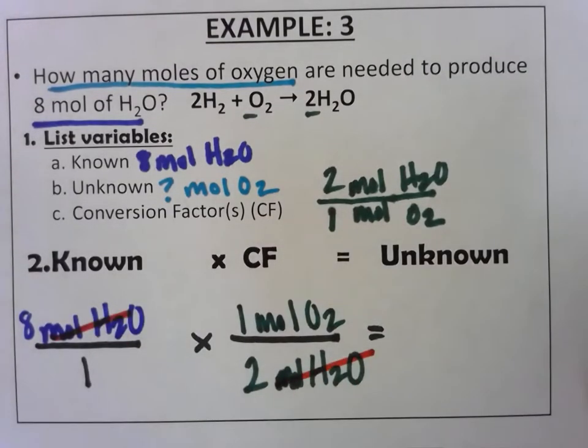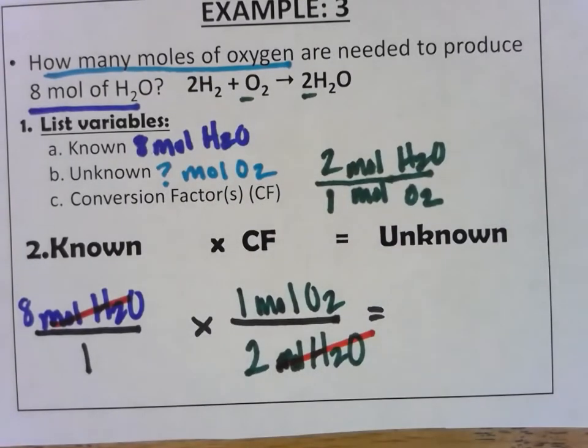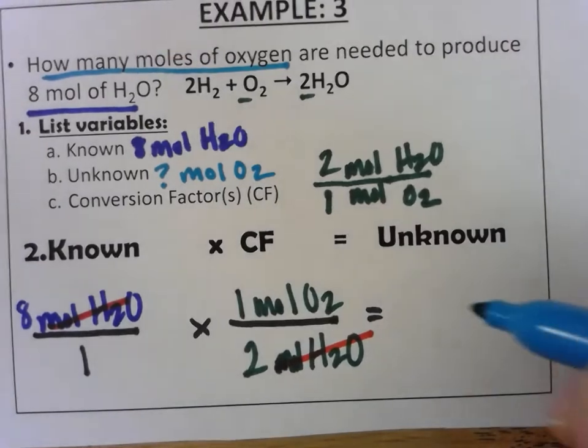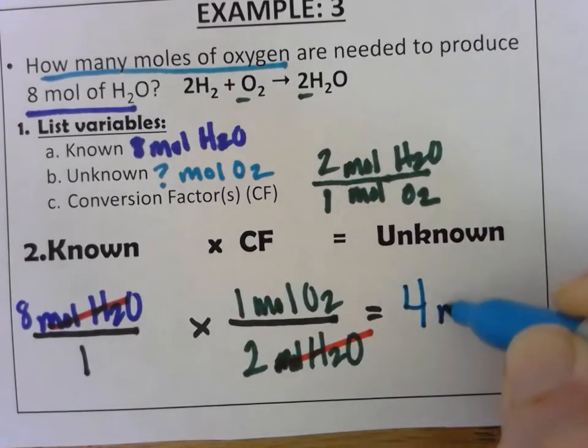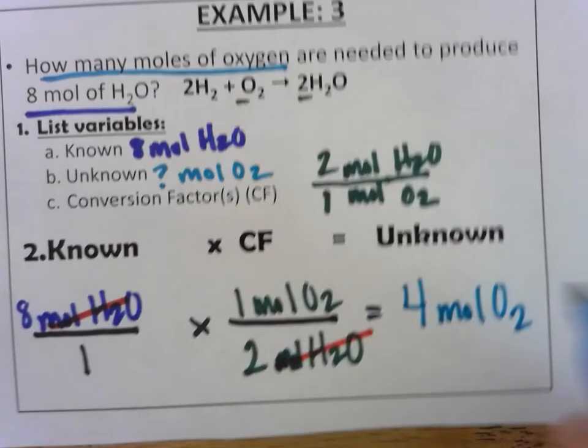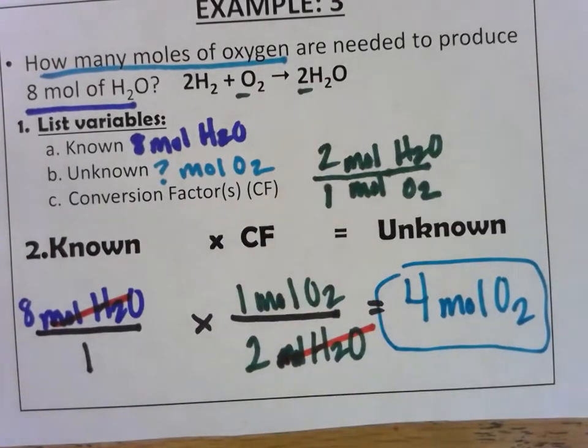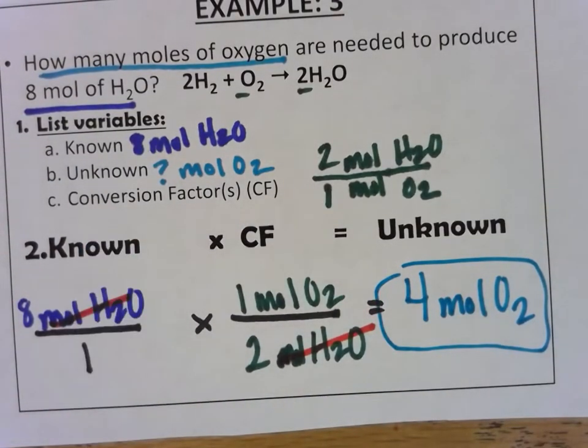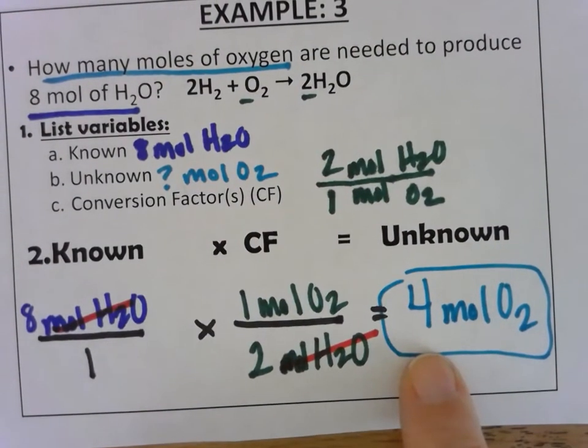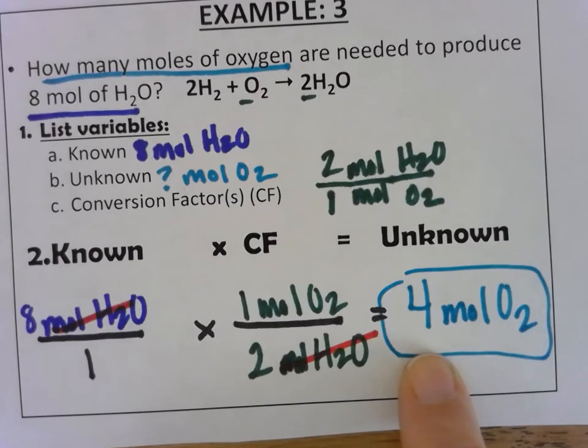Mole water cancels. Now this math I can do in my head. I've got one significant figure. 8 times 1 is 8. Divided by 2 is 4. So 4 moles oxygen. So if I have 8 moles of water that I produce in the reaction, I'm going to be required to put 4 moles of oxygen into the reaction. And that is example number 3.